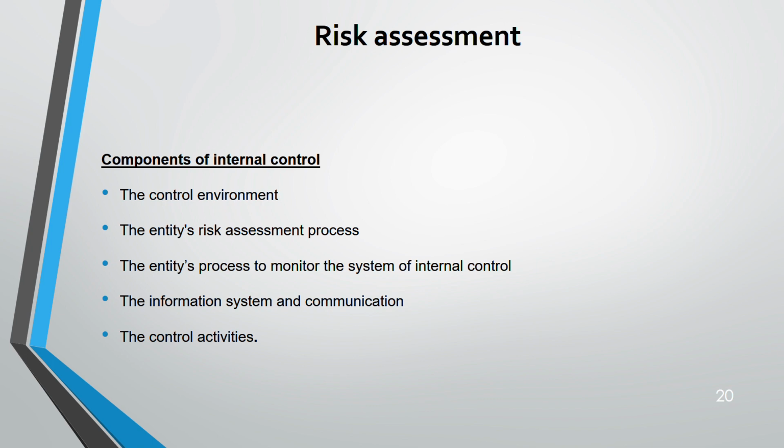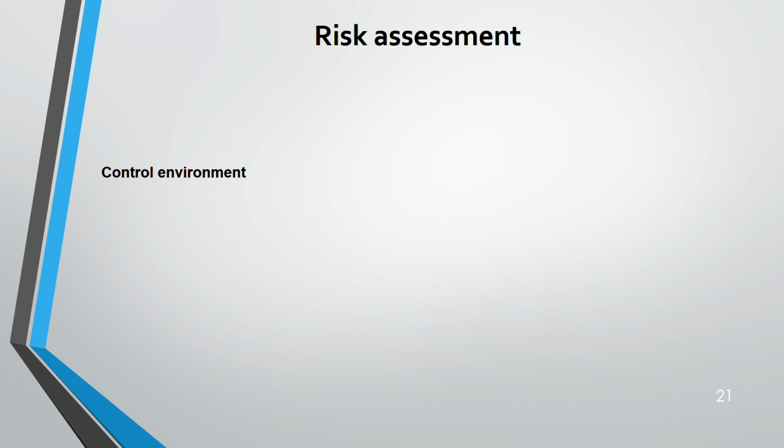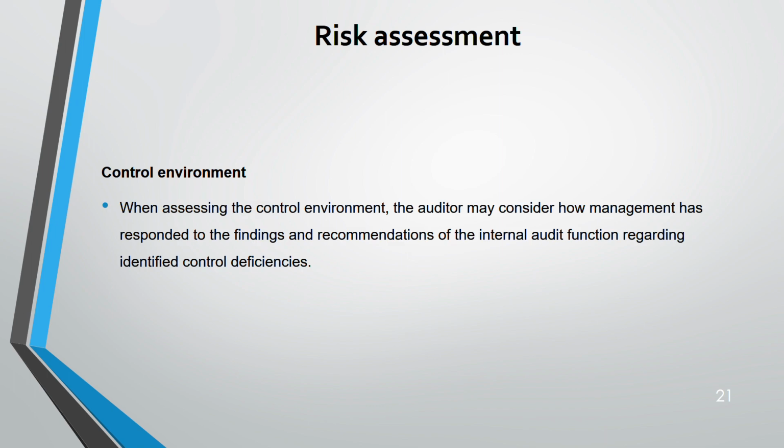First, we said that we are going to understand the entity through its applicable financial reporting framework. Okay, that part is over. Then we said internal control. So in that internal control, these are the 5 components. Okay. Now, one by one we'll go. First, starting with control environment. This is the first important thing. Okay.